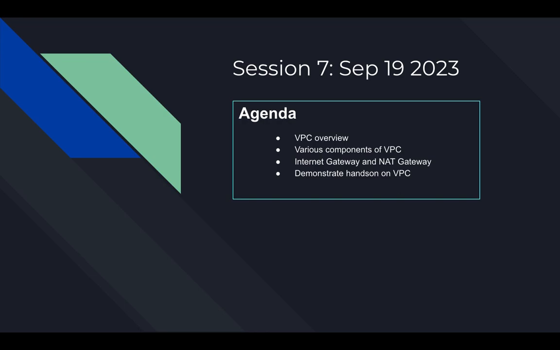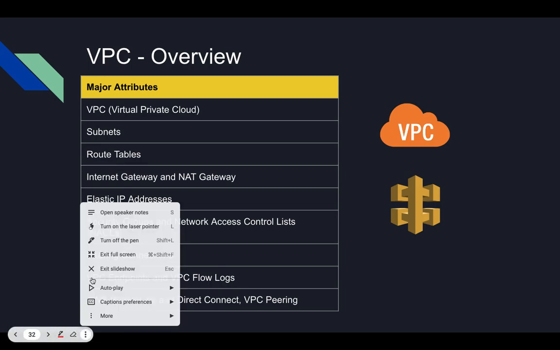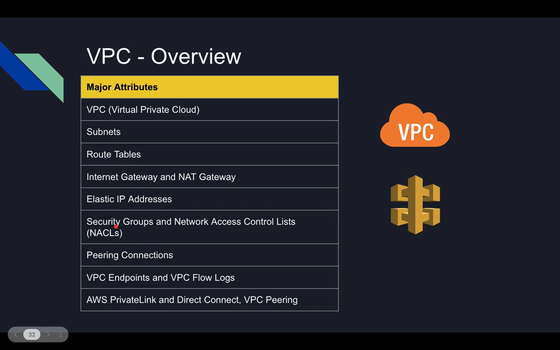So coming back to VPC, VPC is called a virtual private cloud. In VPC, there are multiple features that it provides, like subnets, route tables, internet gateway, elastic IP address, security groups and network access control lists, peering connections, VPC endpoints and flow logs, private link and direct connect, and VPC peering. All this we're going to see and understand.